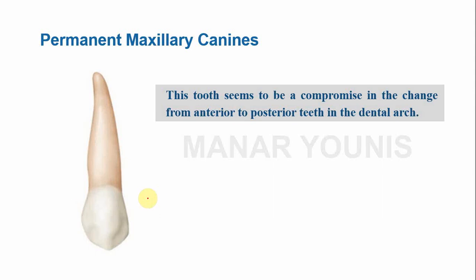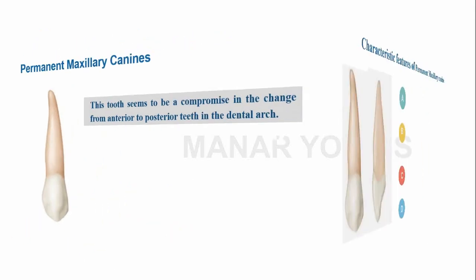So we can see that the functional form of the mesial half, this is the mesial, bears a close resemblance to an incisor and makes contact with the lateral incisor. While the distal half is usually similar to the outline of a premolar, and it will make contact with the first premolar. So this tooth is a compromise between anterior and posterior teeth.